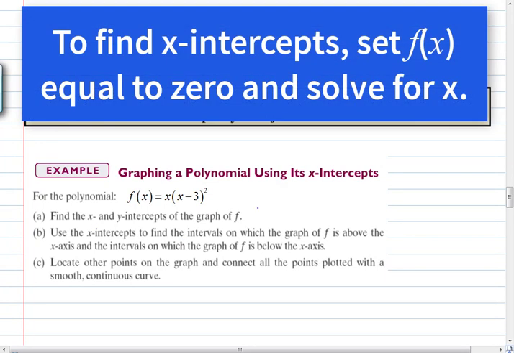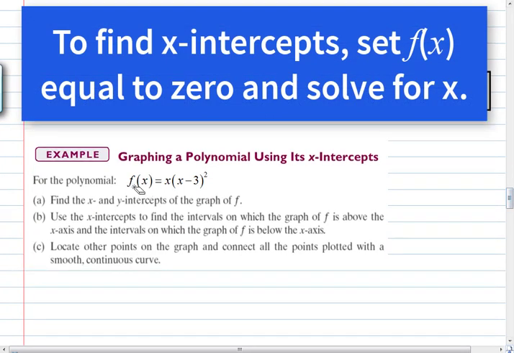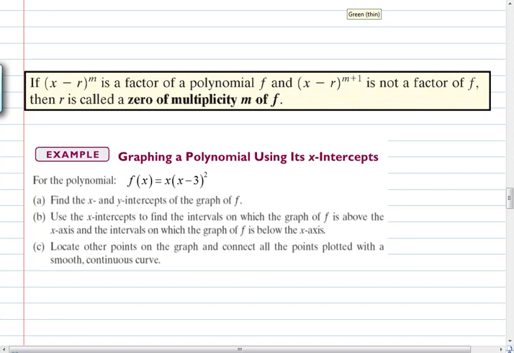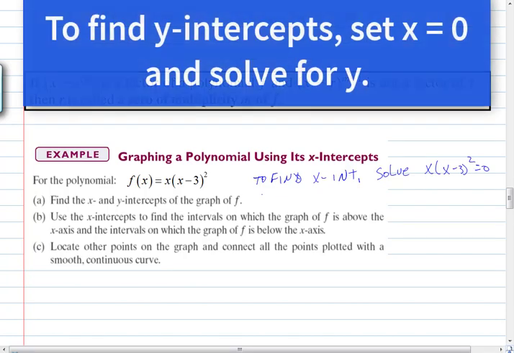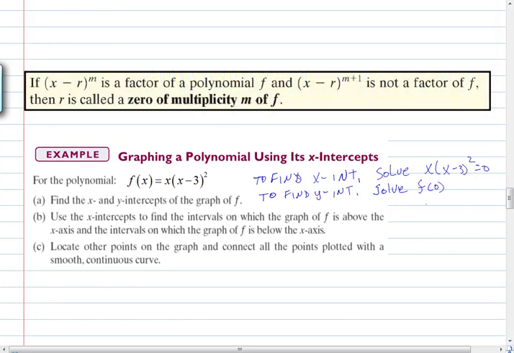Do you remember how to find your x-intercepts? You set this equal to 0. So to find your x-intercepts, we would solve x times x minus 3 squared equals 0. And then to find your y-intercepts, we're going to solve f of 0. We just plug in a 0 for x and solve for y.